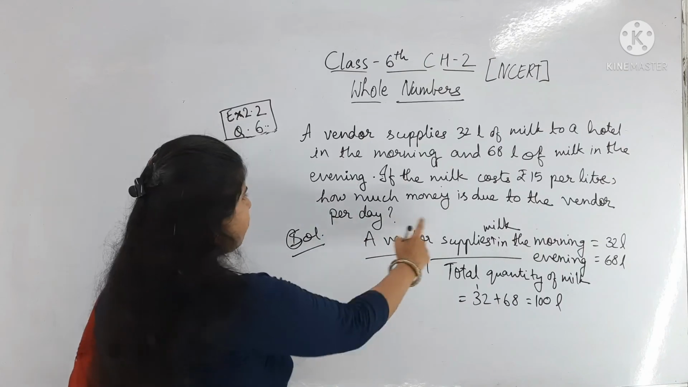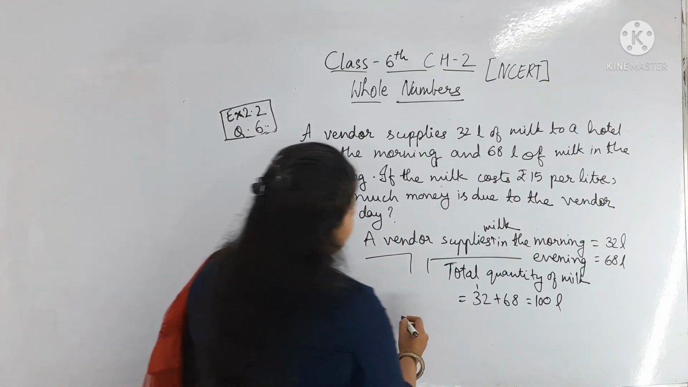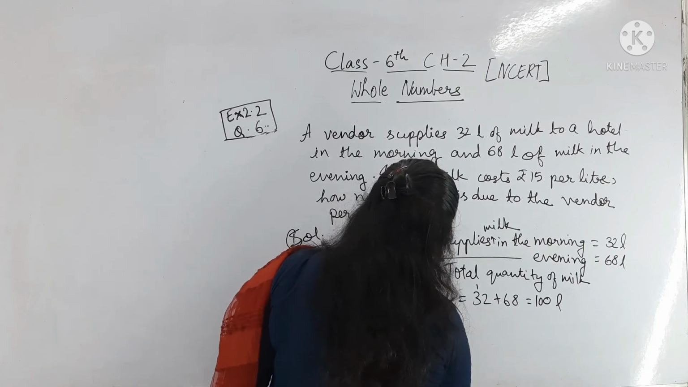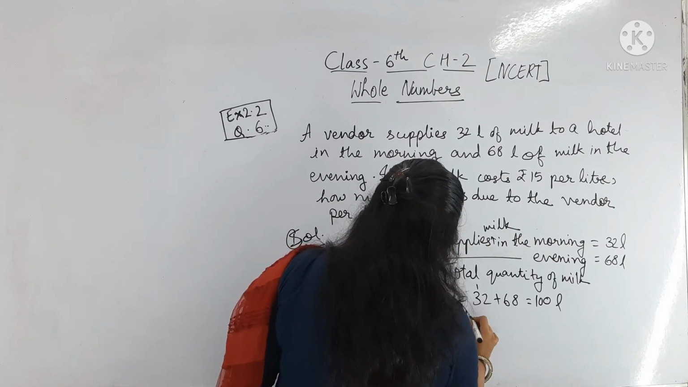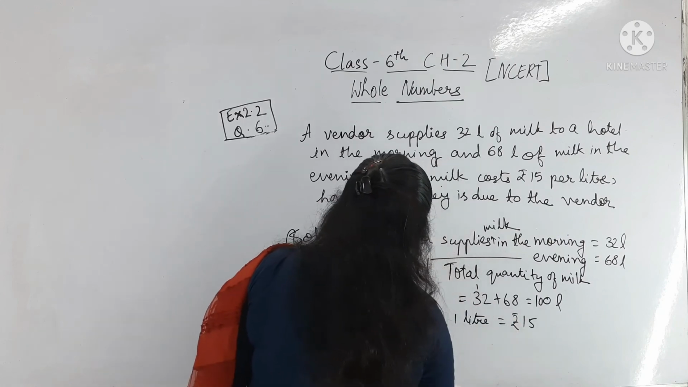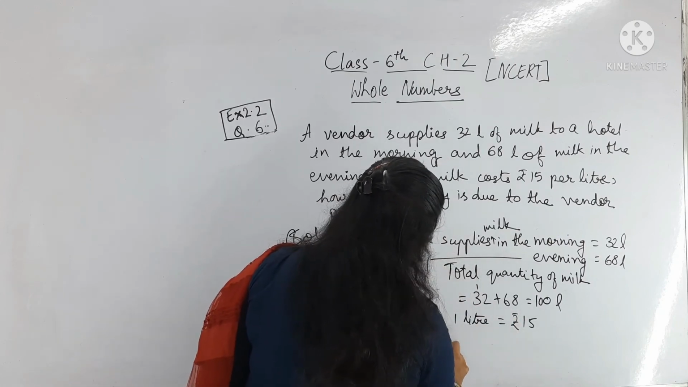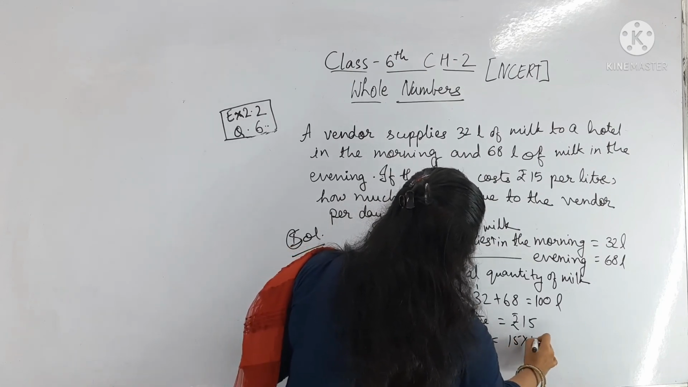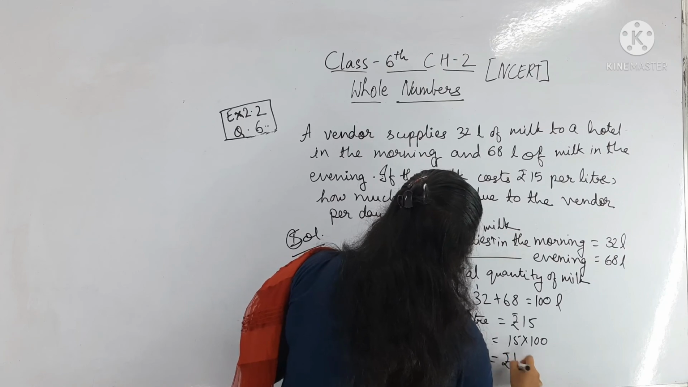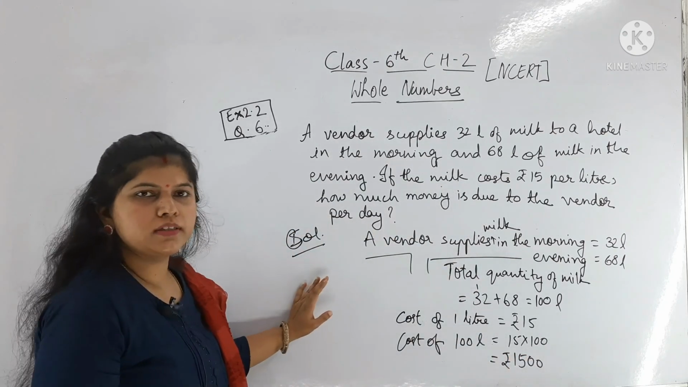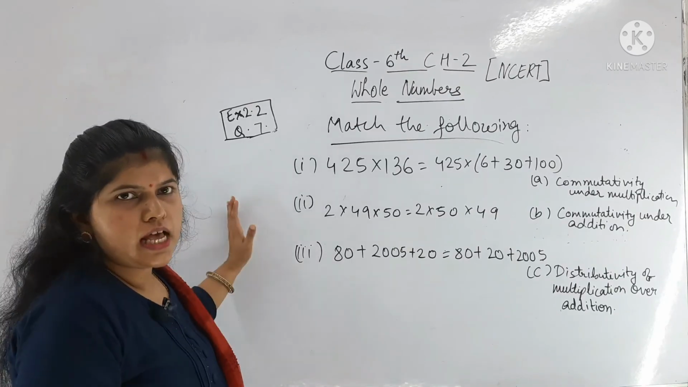So how much money is due to the vendor per day? So cost of 1 liter is equal to rupees 15. So cost of 100 liter is equal to 15 into 100, that is rupees 1500. So this is the solution for the question number 6. This is the last question of this exercise.